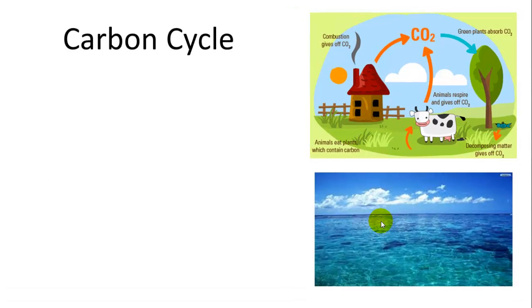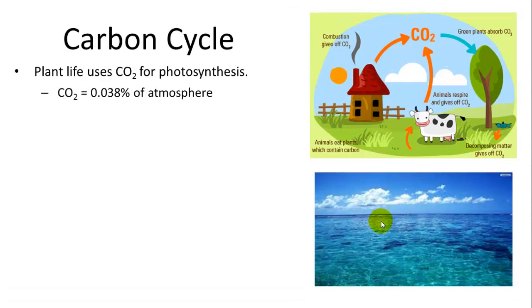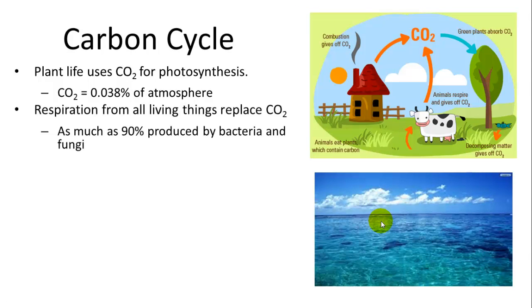We have another one called the carbon cycle, and this is mostly through carbon dioxide, which is then trapped by photosynthesis into organic materials or living organisms. So carbon dioxide isn't a major constituent of the atmosphere, only 0.3% of the atmosphere. So not very much, but there's enough to power photosynthesis. Respiration from all living things replaces carbon dioxide. So as we break down sugars or whatever we're using for energy, we give off carbon dioxide.